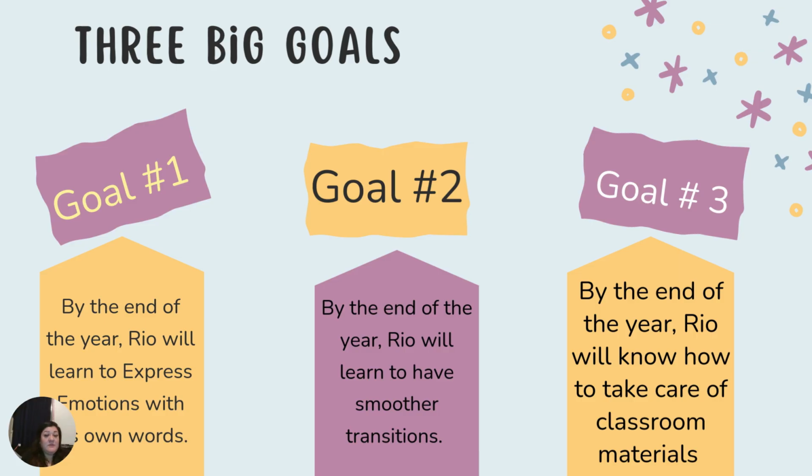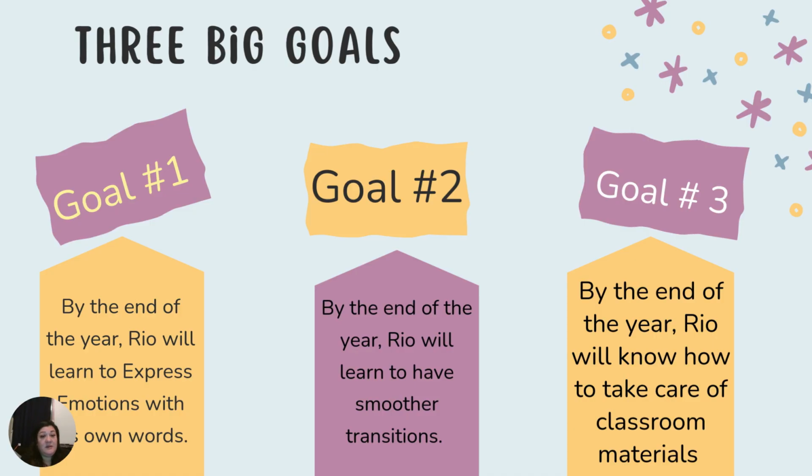The big three goals that I worked on in this assignment, and I also presented to the lead teacher in the classroom: the first goal is by the end of the year, Rio will learn to express emotions with his own words. Goal 2 is by the end of the year, Rio will learn to have smoother transitions. And goal 3 is by the end of the year, Rio will know how to take care of his classroom materials.